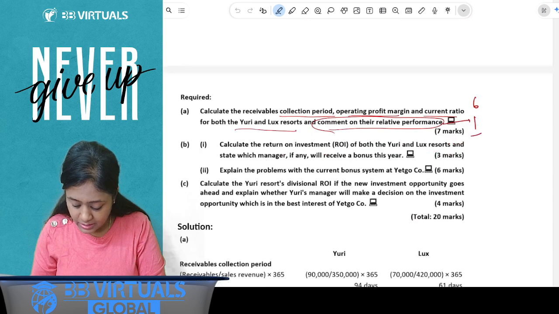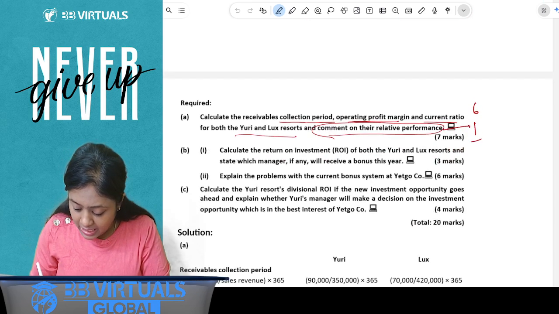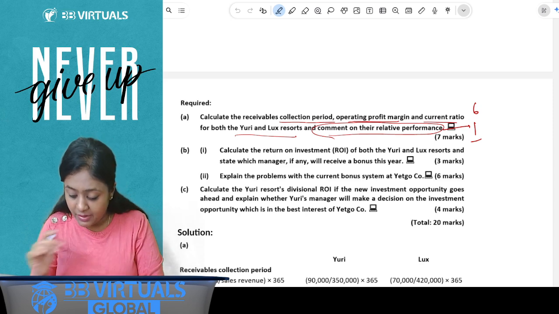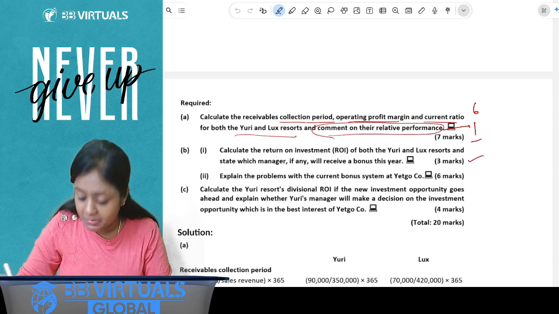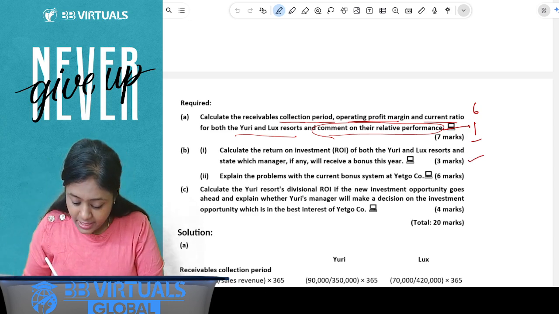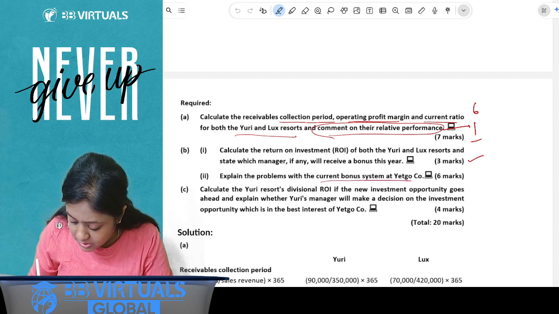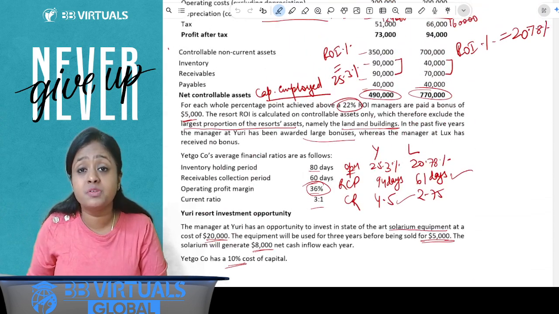Clear? The next question, calculate the ROI of both URI and Lakshya resorts, that we have done, and state which manager will receive the bonus. That also we have done, so 3 marks done, URI will receive. Explain the problems with the current bonus system. See, the current bonus system is not correct.